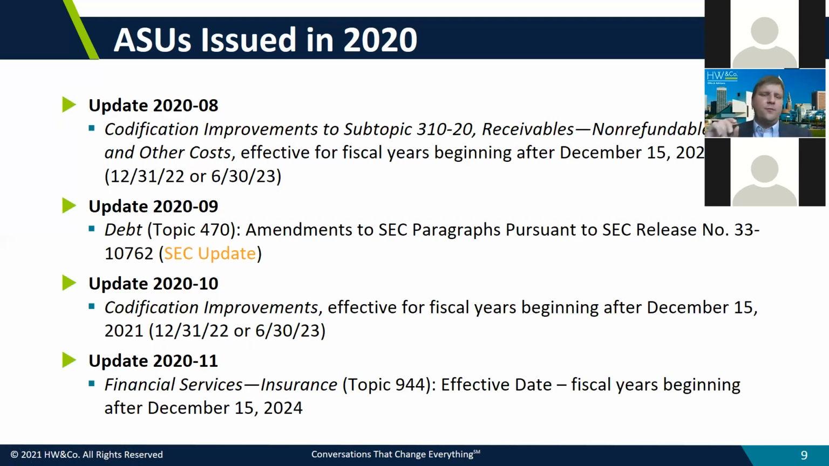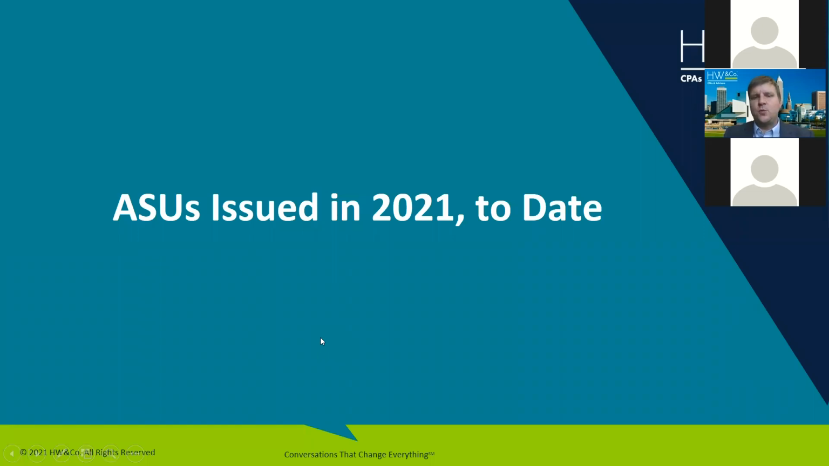And it really is just trying to clarify what's in the codification relative to disclosures, to make it less likely that a financial statement preparer will miss a disclosure that's required. So that's all they're really doing there. And then 2020-11 is specific to the insurance industry, so we'll pass on that. Those were all the 11 accounting standard updates that were issued in 2020.